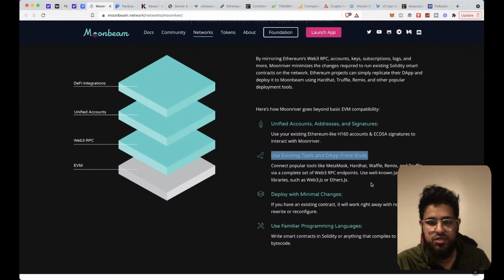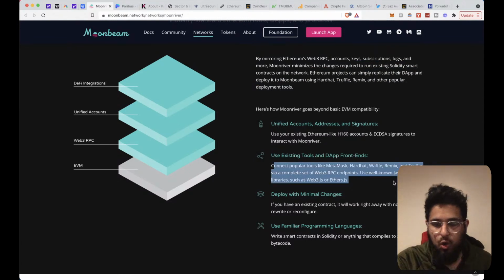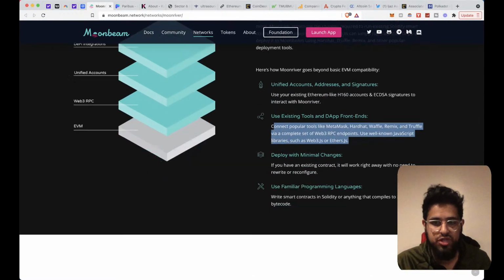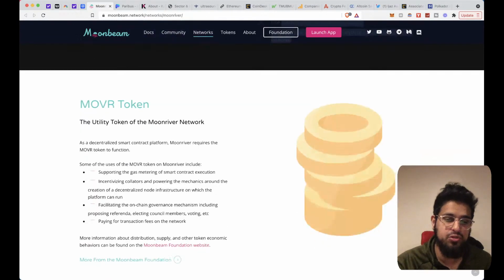So you can use existing tools and dApps. You can connect your popular MetaMask, Hard Hat, Waffle, Remix. All of those will continue to work, with minimal changes. So everybody's used to it. The dApp developers are good to go.